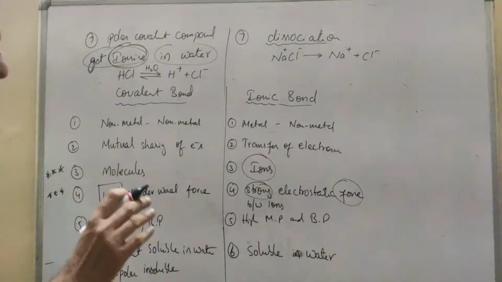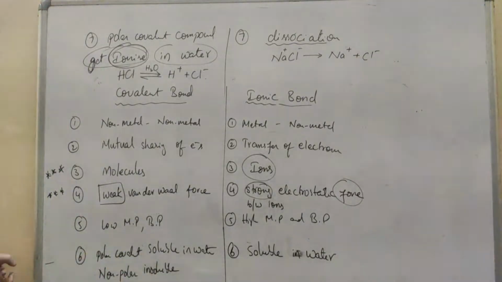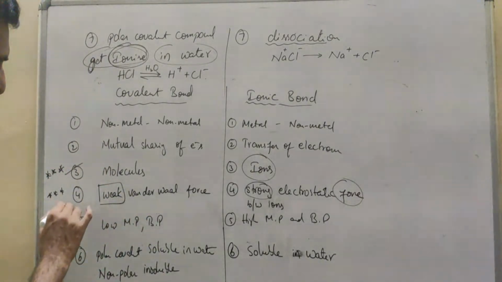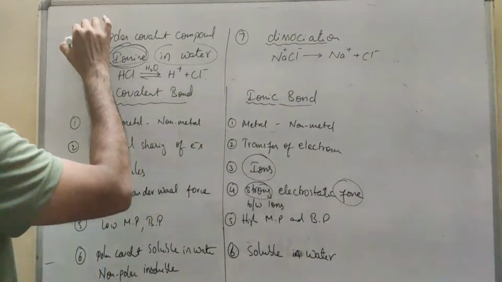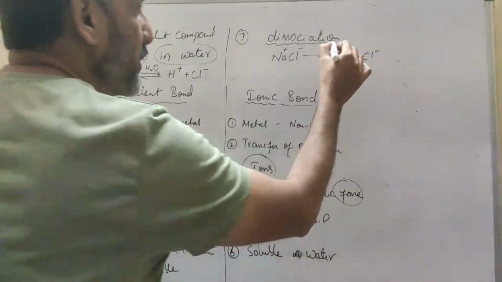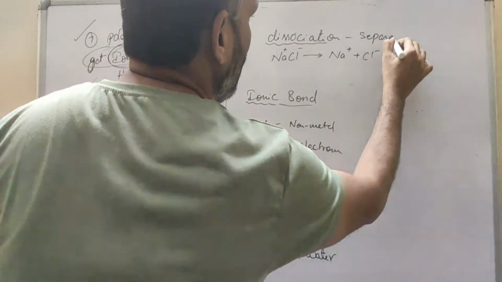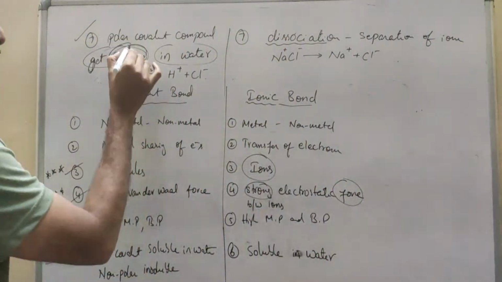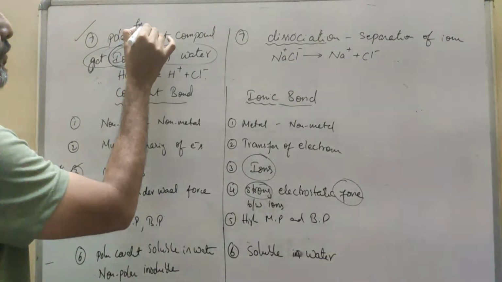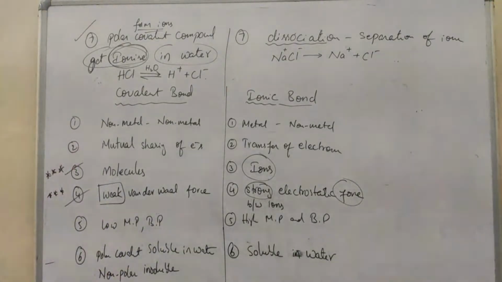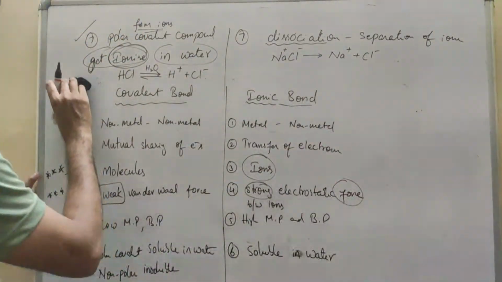Okay, so this is the comparison. So the important points: one, what type of particles and force of attraction between them, and the difference between ionization and dissociation. Dissociation is just separation of ions. Here ionization means formation of ions. They form ions.